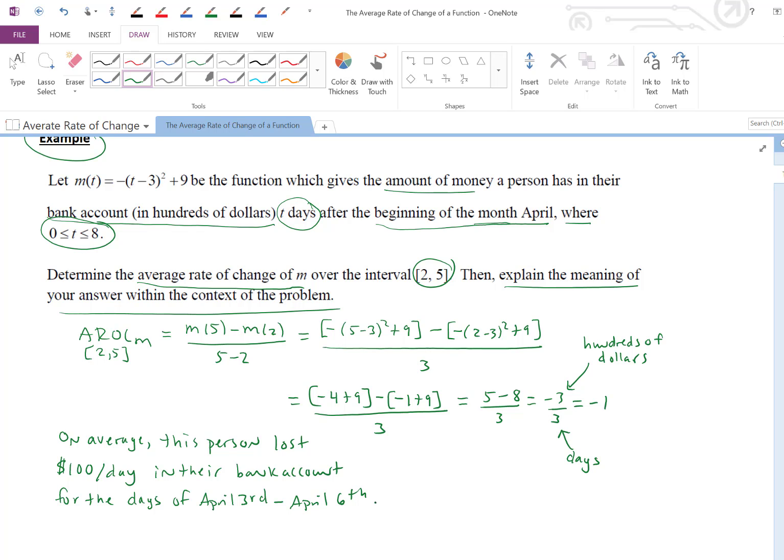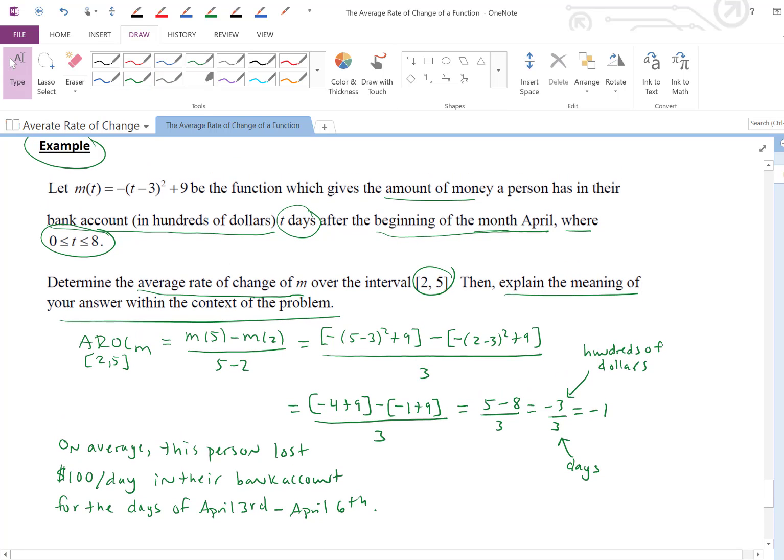Maybe one day they spent $300. Maybe one day they spent $0. But on average, they were spending $100 a day from that bank account. So you can see, it can help us kind of talk about things in the real world too.